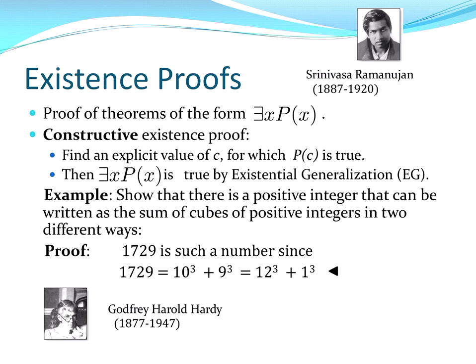The interesting thing about this number is it is the smallest integer that can be written as the sum of two different cubes in two different ways. The relation of these two famous mathematicians to this number, I will let you discover on your own, but it has to do with the fact that these numbers are called the taxicab numbers. All right, so that is constructive existence proofs.